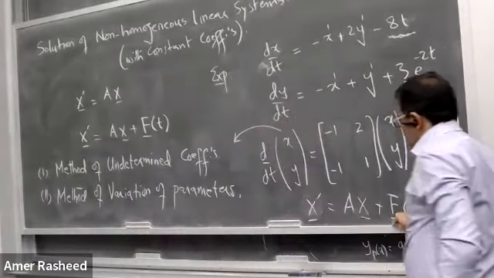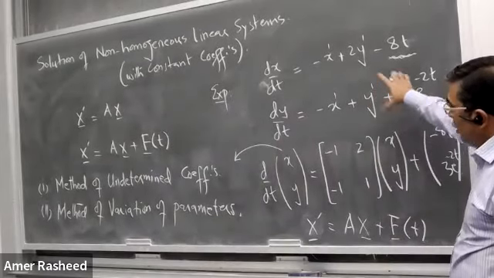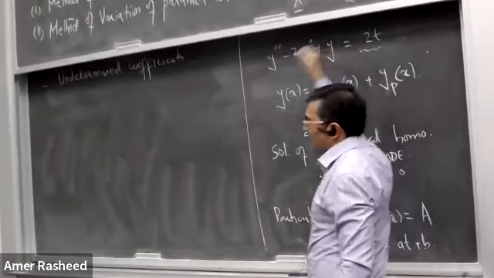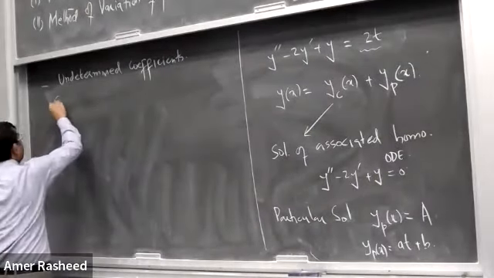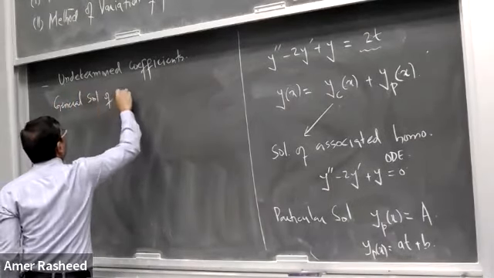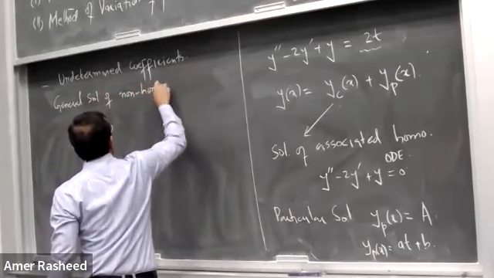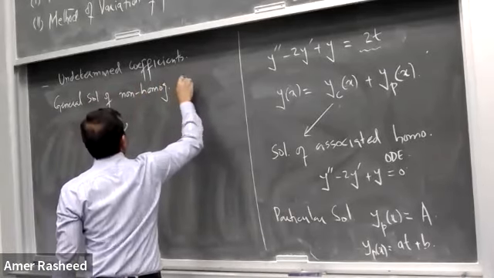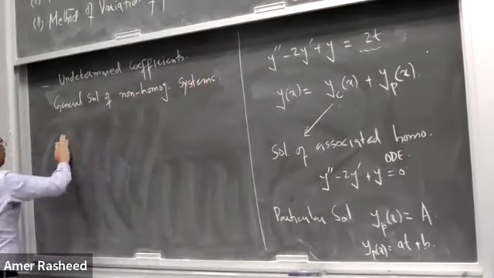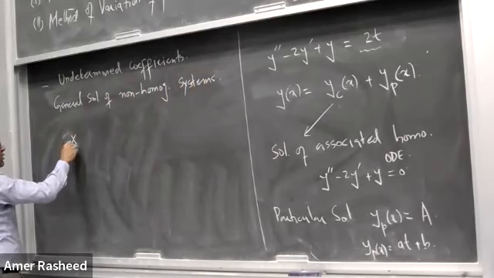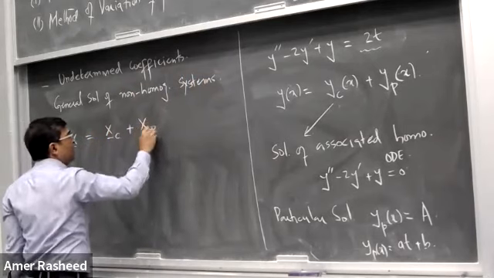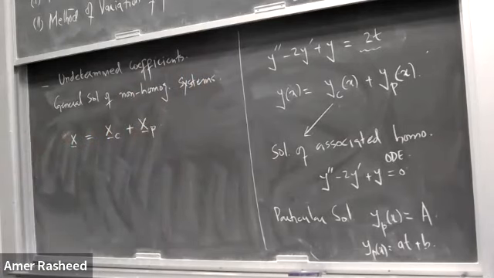Now, the non-homogeneous system of linear differential equations, their general solution will also have two parts. The general solution of a non-homogeneous system can be written in the form of vectors. Basically, the X vector should contain the complementary solution and then the particular solution or particular integral.